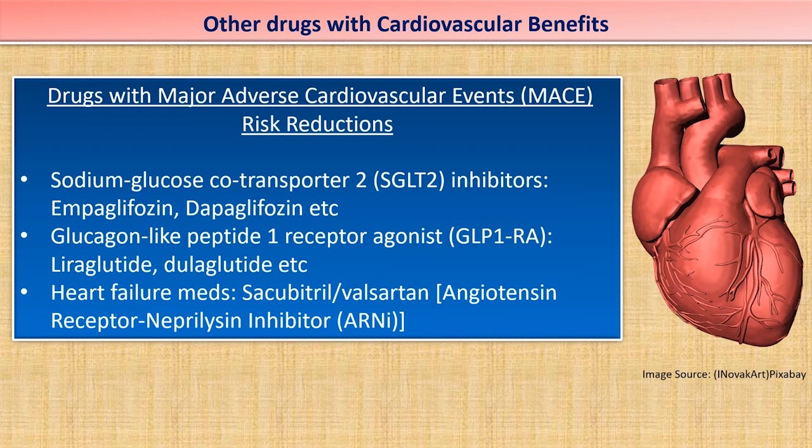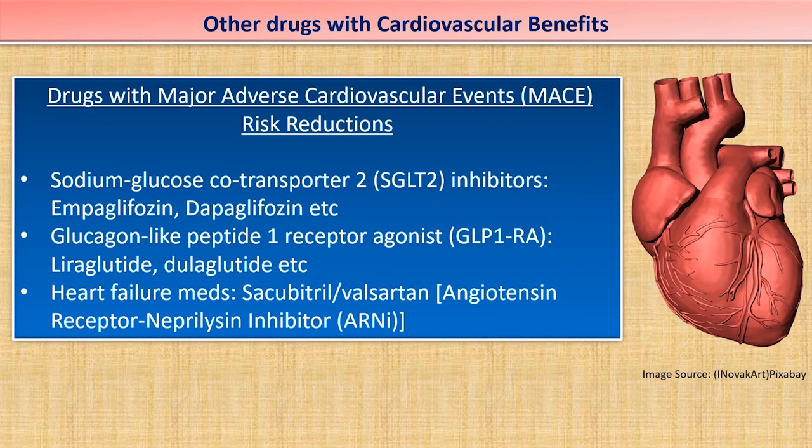The second drugs that I would like to bring forth would be glucagon-like peptide 1 receptor agonist. In short, it's known as GLP-1 receptor agonist. Examples of drugs from this class will be liraglutide, dulaglutide, and etc. So GLP-1 receptor agonist is actually an injectable diabetic drug.